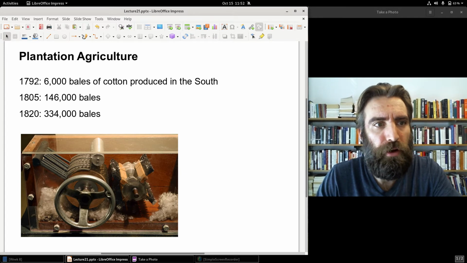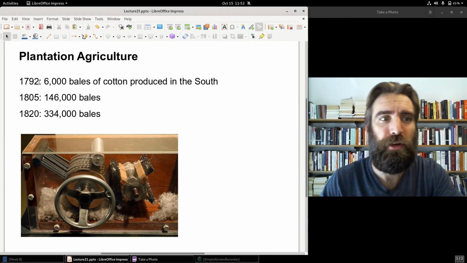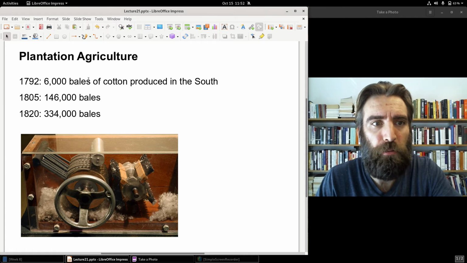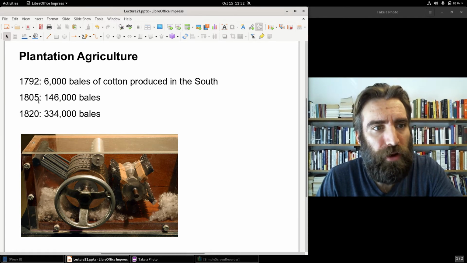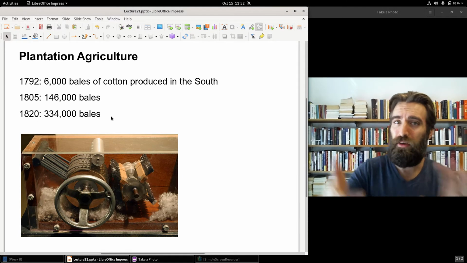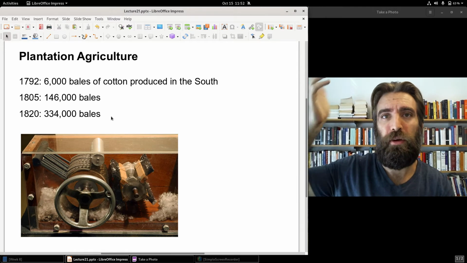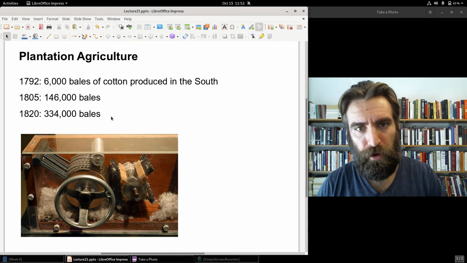And look at that output. In 1792, just on the eve of the invention of the cotton gin, only 6,000 bales of cotton were produced in the South. By 1805, that's at 146,000 bales. By 1820, 334,000 bales, and it will continue to go up and up.